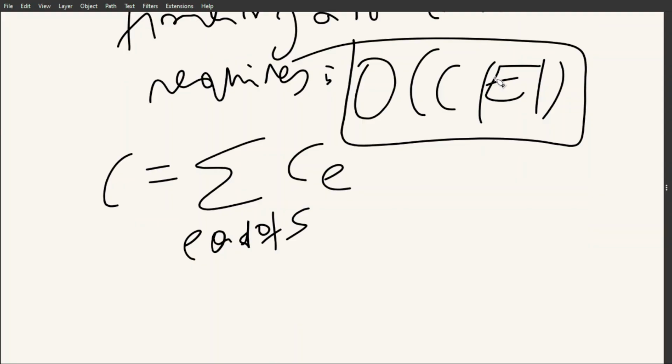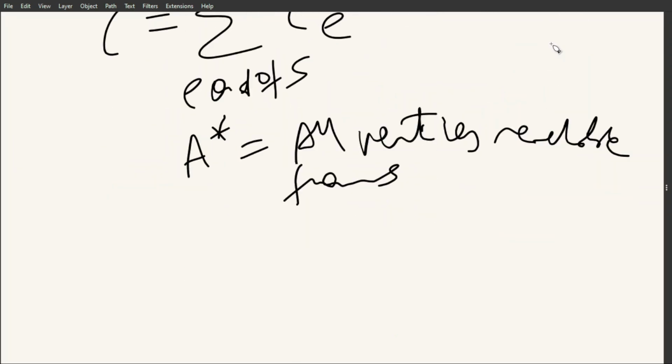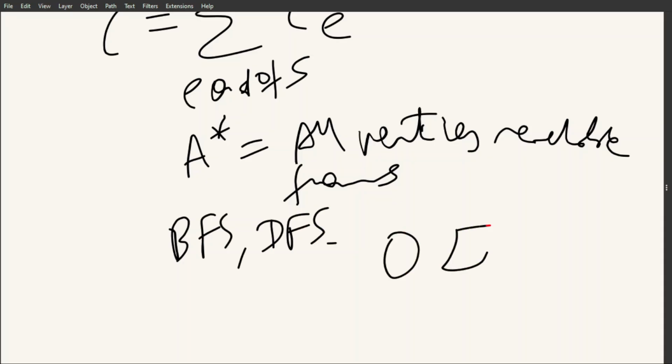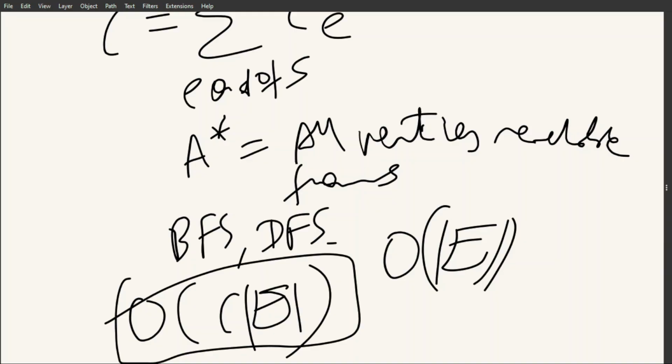After that, set A star equal to all vertices reachable from S. For this we can easily apply breadth first search or depth first search, and I have shown previously it again requires big O of E time. So the total contribution is the same big O of C E time. This is the time complexity of finding the minimum cut using the Ford-Fulkerson algorithm.